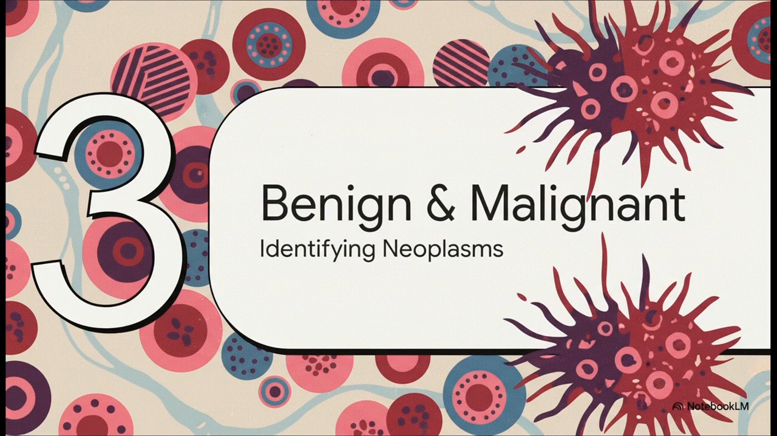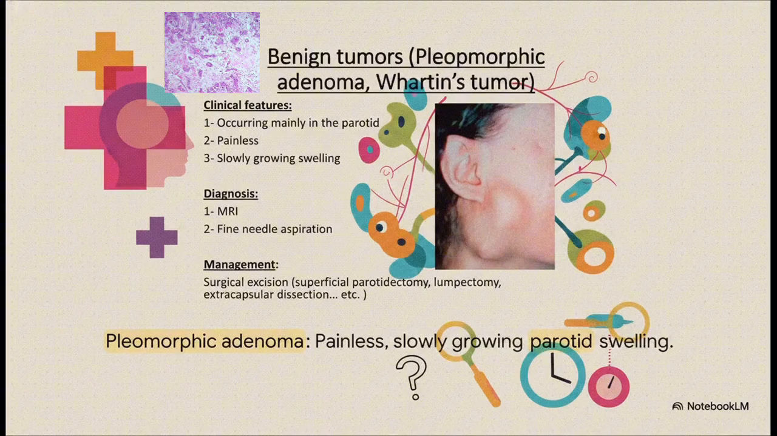All right, Section 3, Benign and Malignant Tumors, Identifying Neoplasms. Let's see how this builds our diagnostic reasoning. Shifting gears from infections to abnormal cellular growths, this brilliantly illustrates a classic presentation of a benign tumor, like a pleomorphic adenoma or a Warthin's tumor. Notice the clinical features here. This swelling occurs mainly in the parotid gland, it's totally painless, and it is slowly growing. When a patient sits in your chair and reports a lump they've just kind of ignored for a year because it doesn't hurt, this should immediately jump to the very top of your differential.